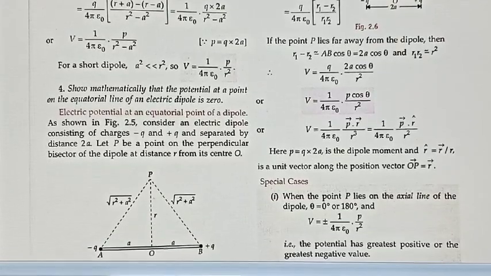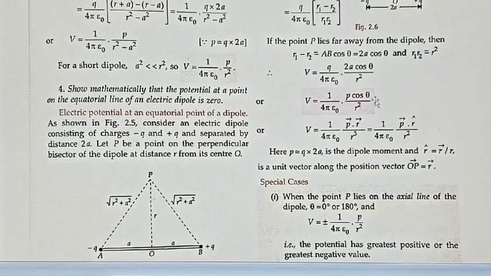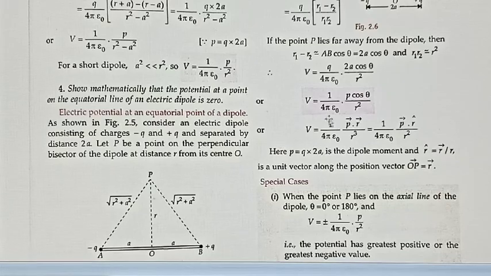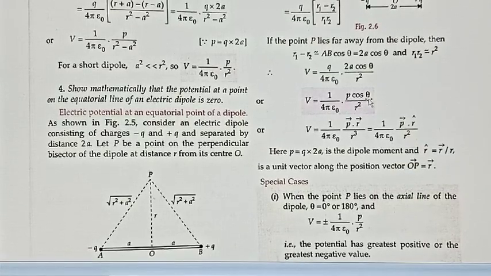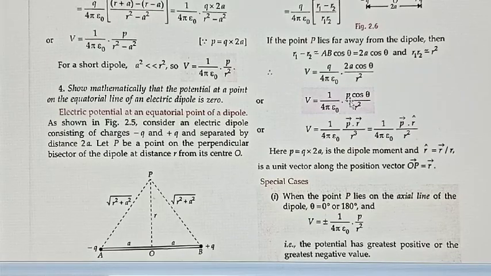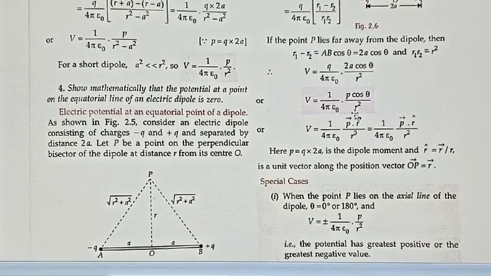Here also you see this is the general expression for V. V is equal to 1 by 4 pi epsilon naught P cos theta by r square. And this is the vector notation. Sometimes you will be asked to write the vector notation. So this is a general expression. If you put the value theta is equal to 0 for the axial point, which we have already discussed, then cos theta is equal to 1. So V is equal to 1 by 4 pi epsilon naught P by r square. Or it can be 180 degree also for the axial point.